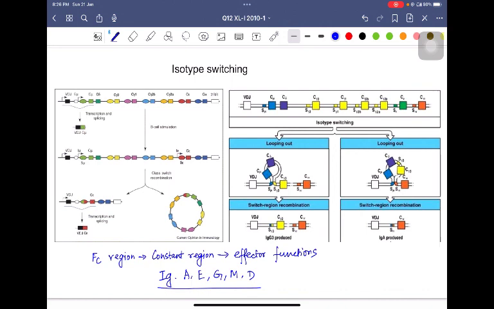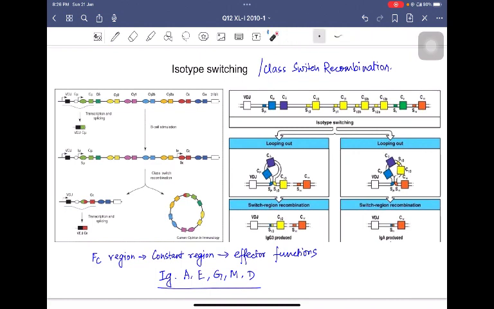And when these antibodies switch their classes, that is called isotype switching, or it is also called class switch recombination. Now the question is, how does the antibody switch its class? So there is this recombination process that occurs.